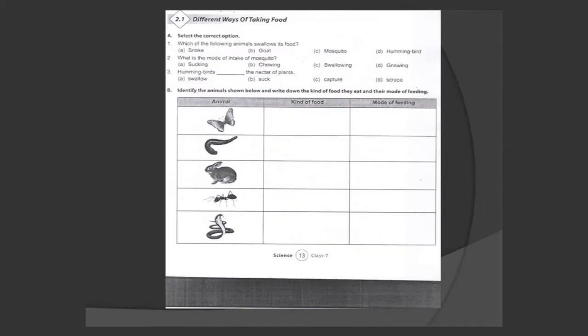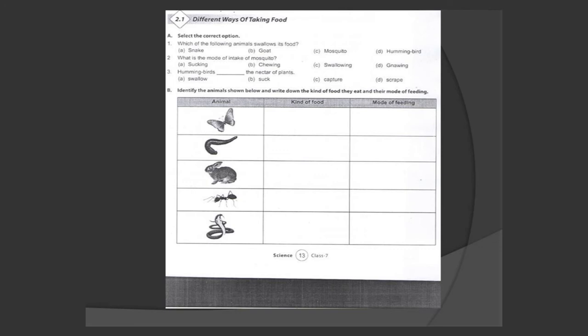Next one, select the correct option. You can pause the video and go through the question. The first one, which of the following animals swallows its food? Options: snake, goat, mosquito, hummingbird. Goat only will swallow its food, whereas hummingbird will suck nectar, and mosquito will suck blood from the human body. Goat will swallow its food.